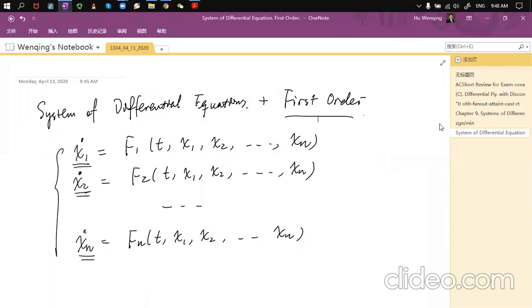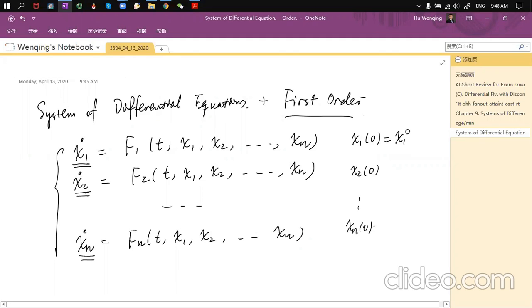Now, if you have a system of first order equations and you want to find a particular solution, you also need the initial conditions. Let me say x1 of 0, x2 of 0, up to xn of 0 are the initial conditions that are going to be given to you. So that's about the system of differential equations in the abstract example. Let me stop here for today's lecture.